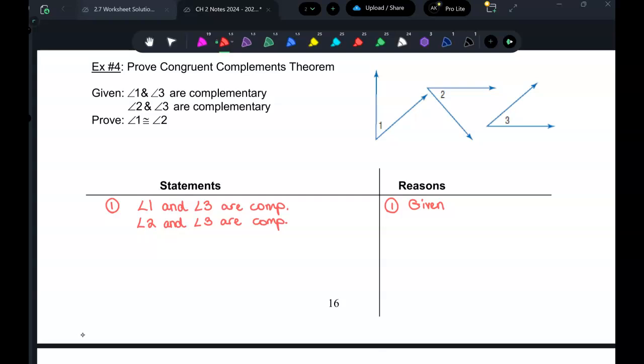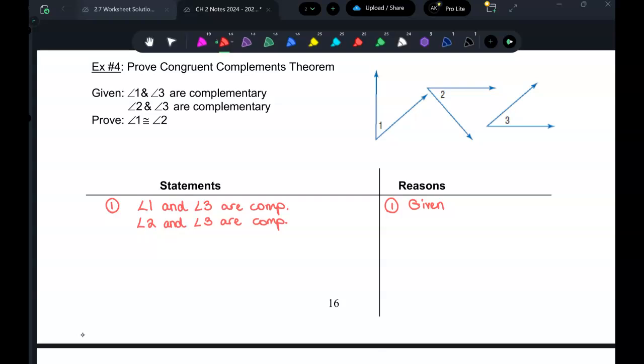So, I know we're going to do it right now, but if I would do this work, I would put it in like the statements pile, for the reasons, my only reasons would be given and then congruent complements theorem. But you can't use the theorem to prove the theorem. Otherwise, this theorem would be 2 steps long.